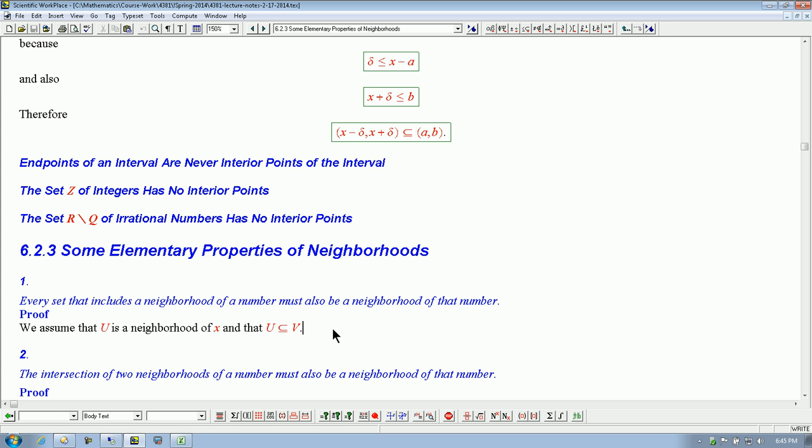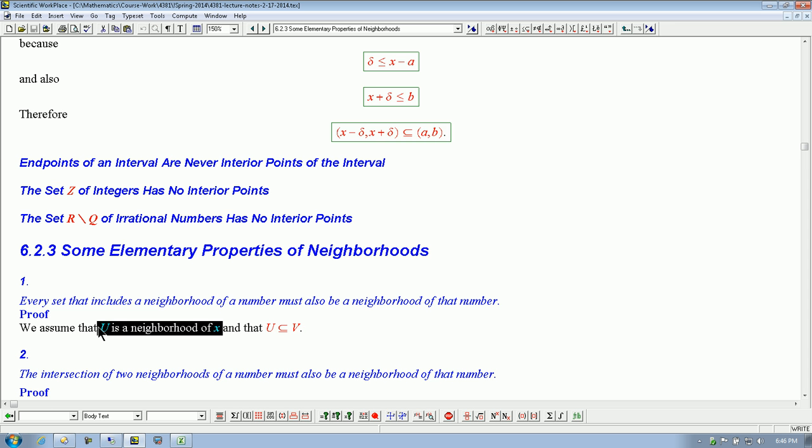Now I'm going to tell you something very simple. Any set that includes another set, meaning the other set is a subset of your first set, right? Any set that includes a neighborhood of a number must also be a neighborhood. If you're bigger than a neighborhood, you're a neighborhood. So let me tell you what I mean. To spell this out, we are assuming that U is a neighborhood of X.